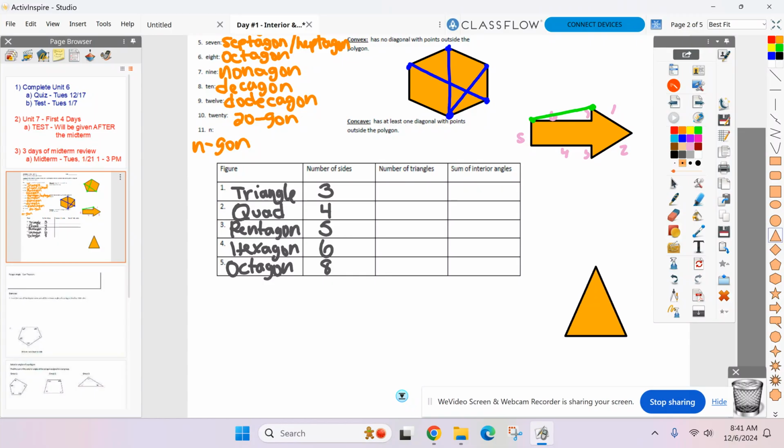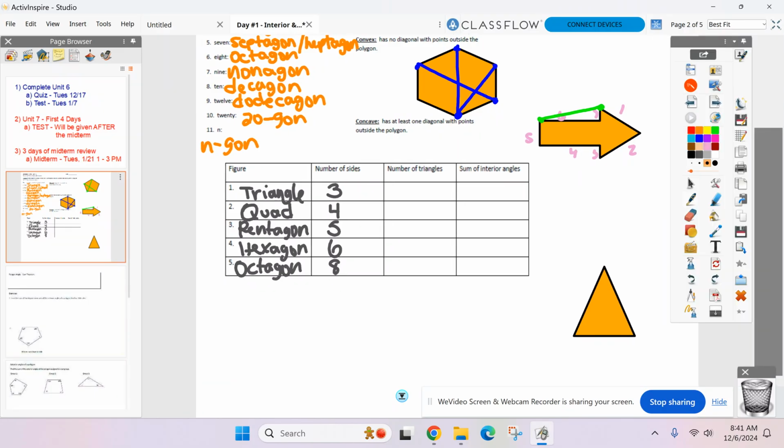Notice the next column says number of triangles. Well, how many do I have here? Just 1. Yep. And you already told me from the last 2 units, what's the sum of the interior angles? 180. All right, so we're good there.